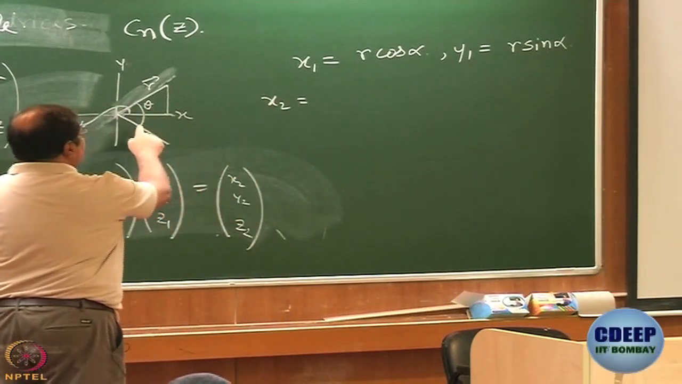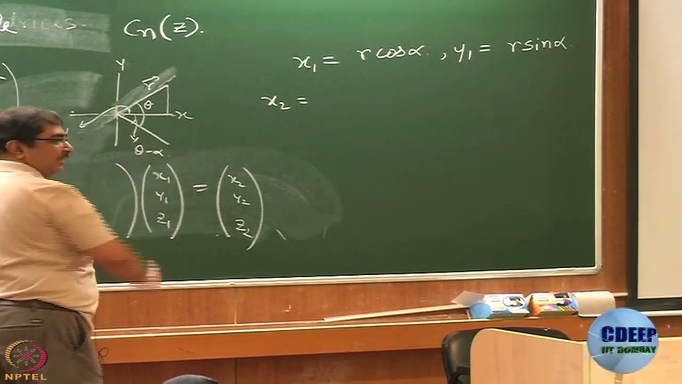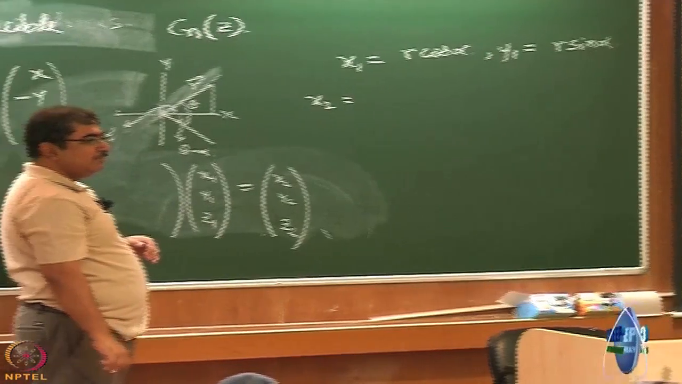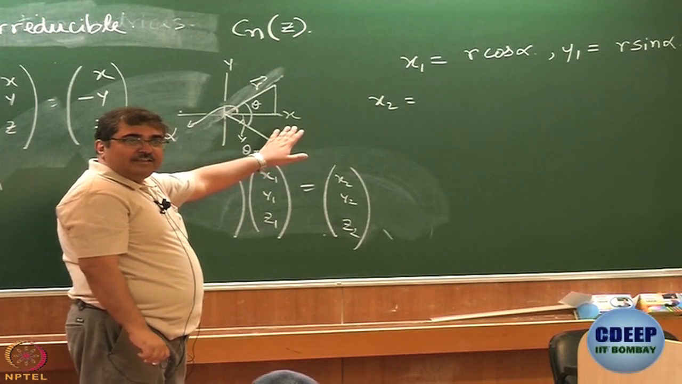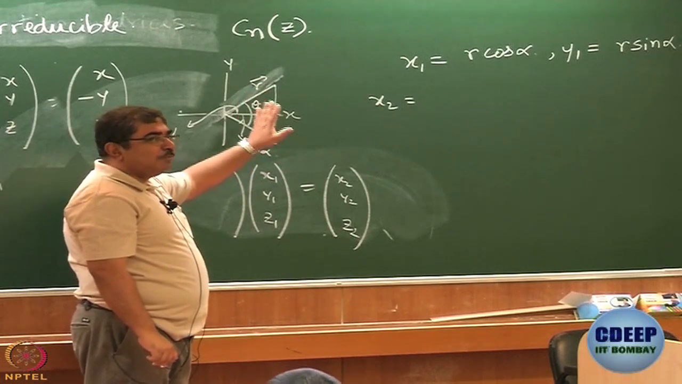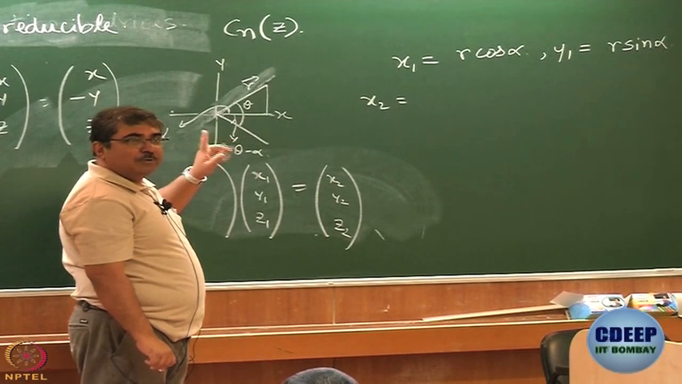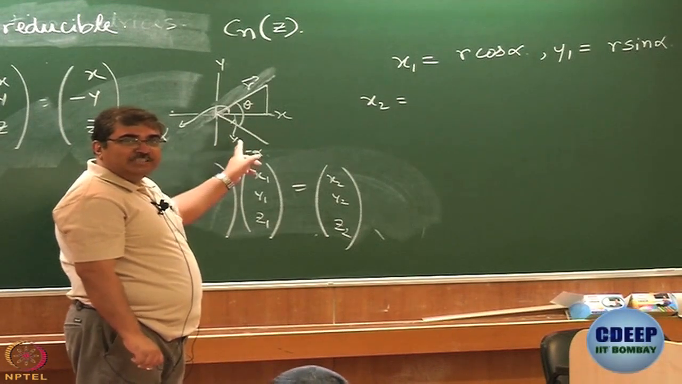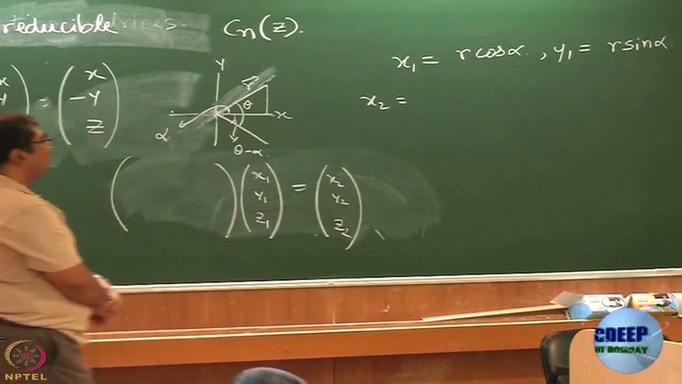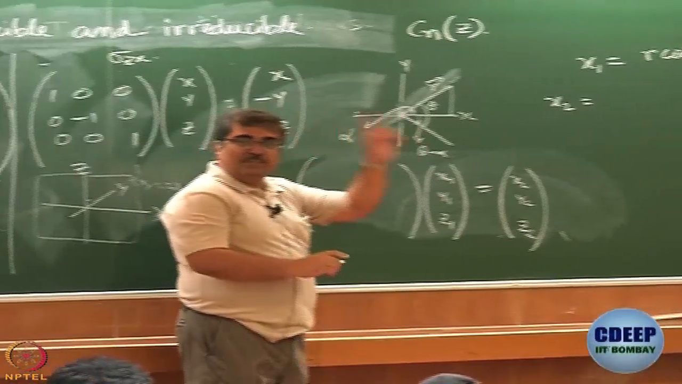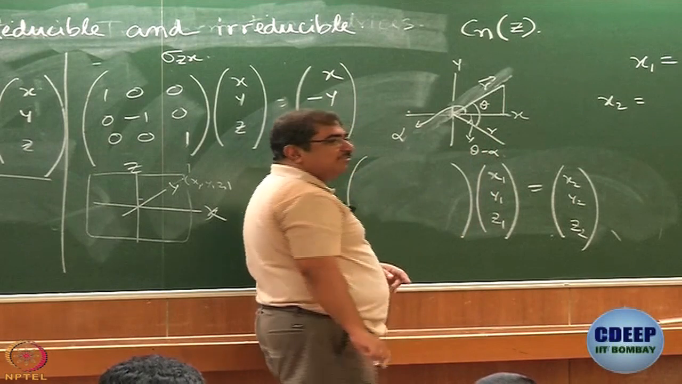If this angle is theta, this angle is alpha, this of course is theta minus alpha, isn't it? What is x2? First of all, the way I have drawn it, is x2 positive or negative? Positive, right? Is y2 positive or negative? Negative. Let us remember that. What is x2? Length does not change, just because I have rotated, length cannot change. Length is r, this angle is theta minus alpha.